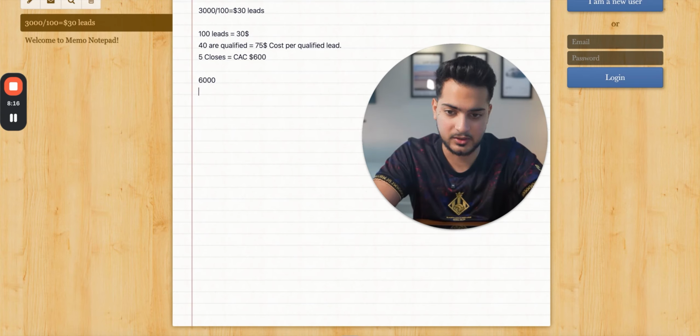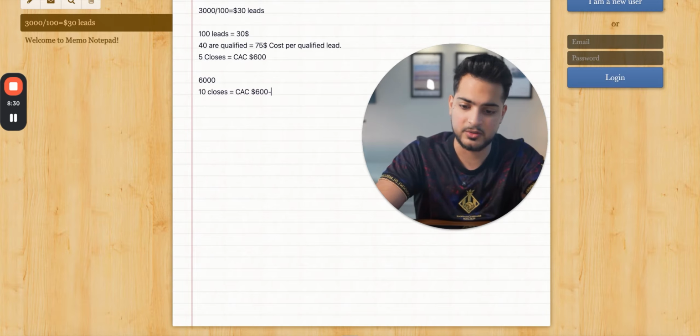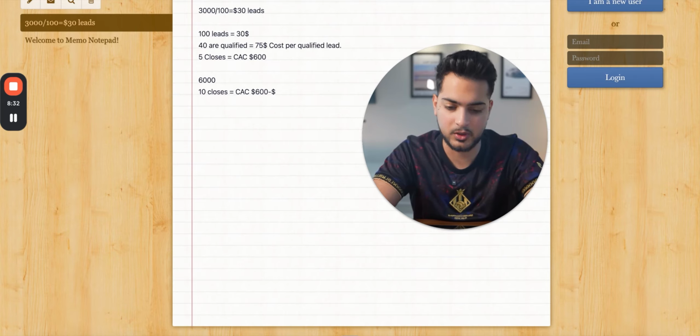So this is not a guarantee. This is just for explanation purposes. Let's say you get 10 closes, for example, because your cost to acquire a customer is still $600. Now, not every month is going to be the same. This would depend on the seasonality of your business. This depends per business case as well.